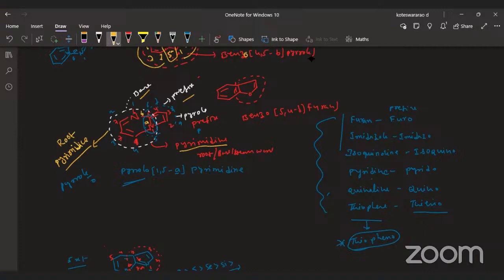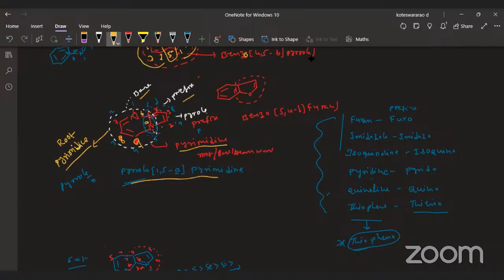Then it is named by first giving the numbering 1, 2, 3, 4, 5, then continuing 6, 7, 8, 9. This gives the positions. Now, where is it fused? At 1, 5. This is the bond: a, b, c. Therefore, the a bond is involved in the fusion. Therefore, pyrrolo[1,5-a]pyrimidine. This is the root word.